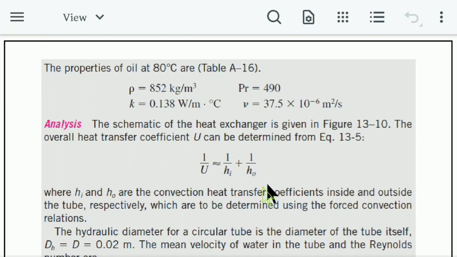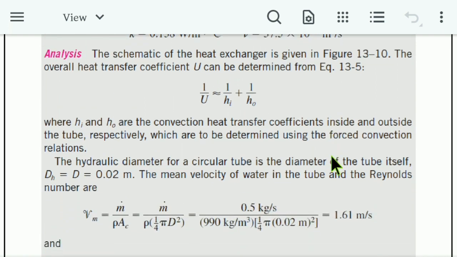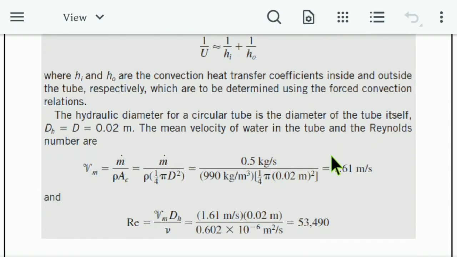This equation: 1 by U is equal to 1 by H inner plus 1 by H outer, where H inner and H outer are the convection heat transfer coefficients inside and outside the tube, respectively, which are to be determined using the forced convection relations. The hydraulic diameter for a circular tube is the diameter of the tube itself. That means dH, the hydraulic diameter, is equal to d, that means 0.02 meter.